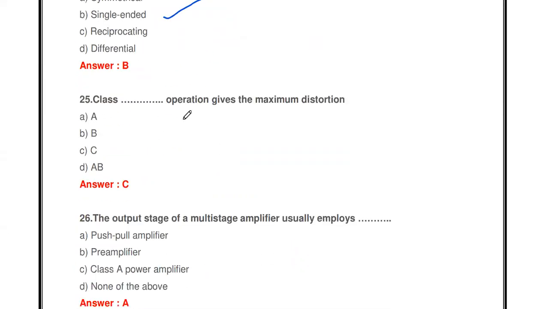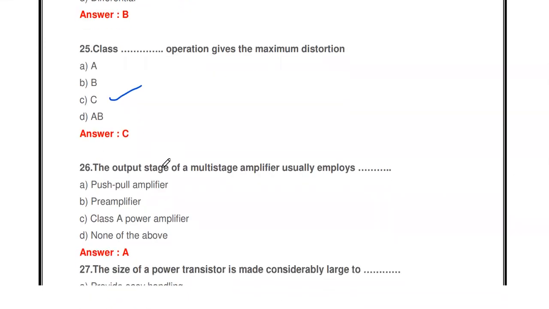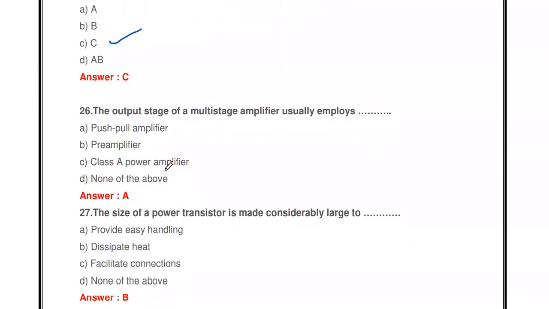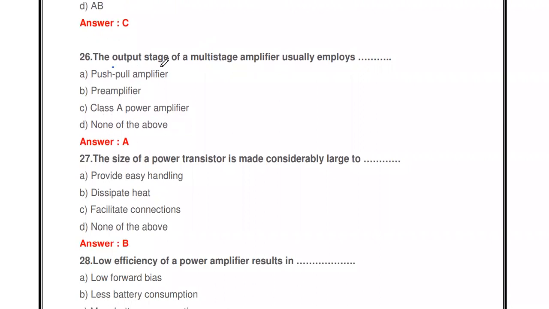Then next, class dash operation gives the maximum distortion. Class C. The class C operation gives the maximum amount of distortion, but it provides the maximum efficiency compared to class A and B. Then the next one: the output stage of a multi-stage amplifier usually employs push-pull amplifier, pre-amplifier, class A power amplifier, or none of the above. Push-pull amplifier. Usually in a multi-stage amplifier, the output stage is push-pull.